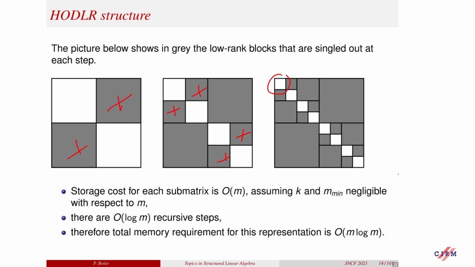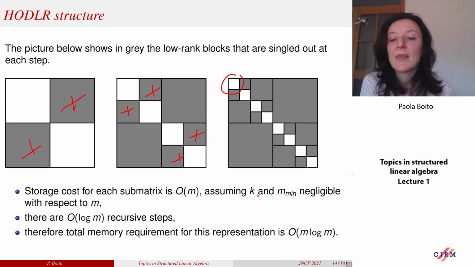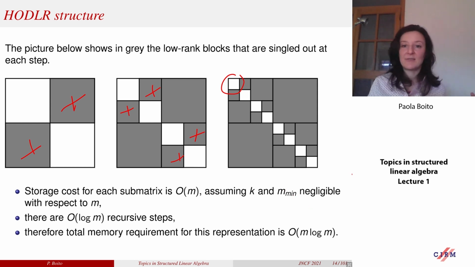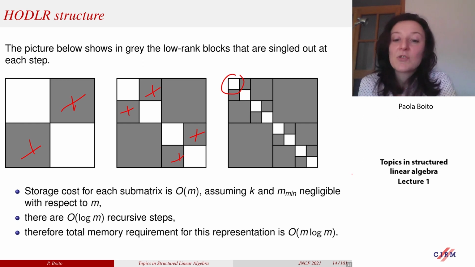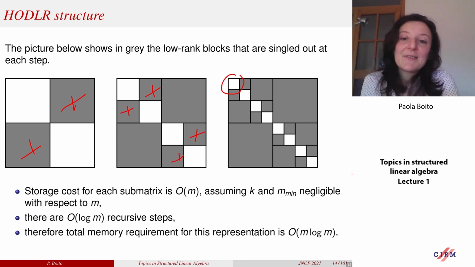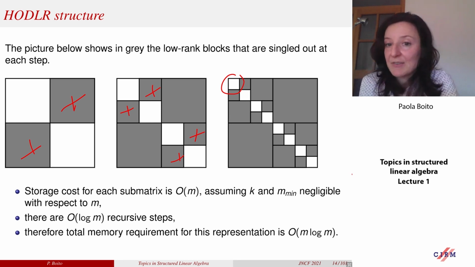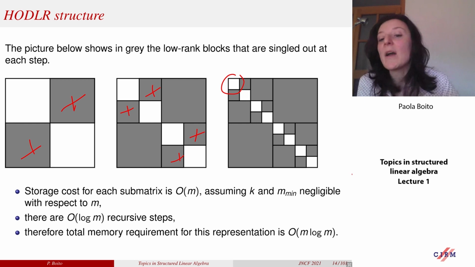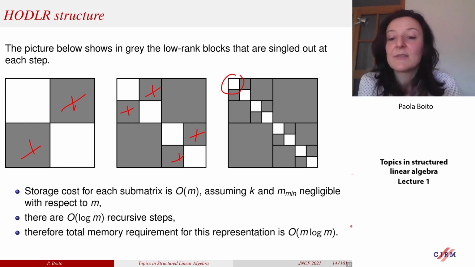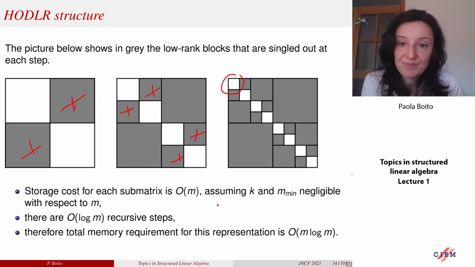So what is the storage cost for this kind of representation? Well, for each submatrix, if we assume that the quasi-separability order K and the final minimum size n_min are negligible with respect to the size of the whole matrix, then the storage cost for each submatrix is of the order of m. And since we have O of log n recursive steps, the total memory requirement for this kind of representation is of the order of m log n.